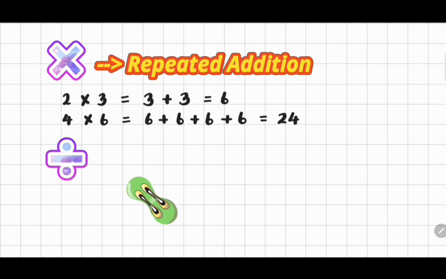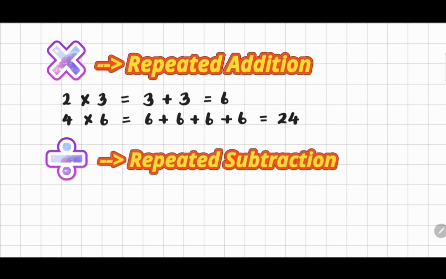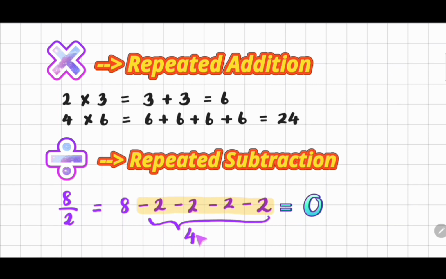Division is splitting something into equal parts. Or we can say division is the repeated subtraction of the same number from a larger number down to 0. For example, we need to subtract 2 from 8 repeatedly 4 times to get down to 0.